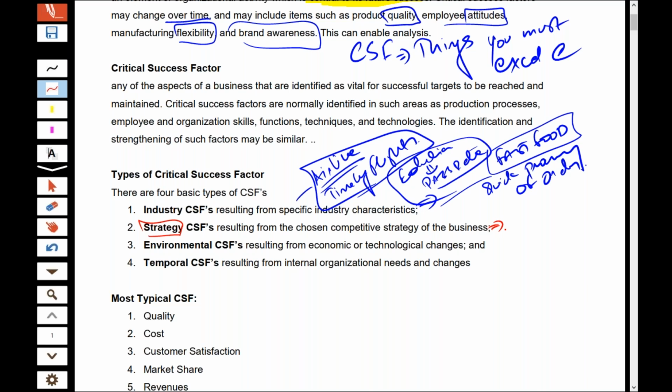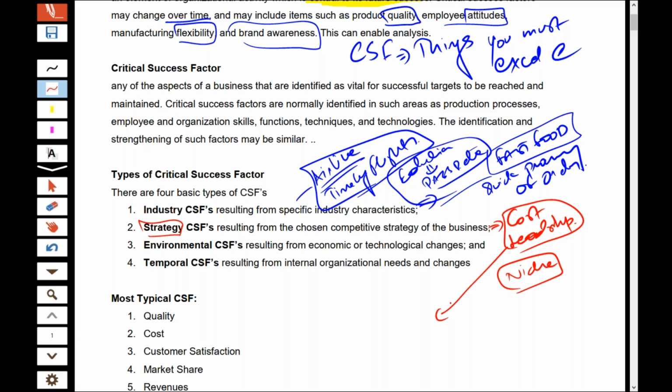So basically, you can have different types of strategy, which is the cost leadership model. You can have a strategy which could be a niche player. You could be having a strategy of cost leadership. You could be a niche player. There could be different types of strategies that you are choosing.